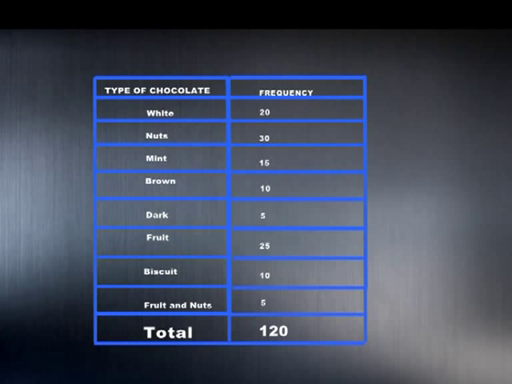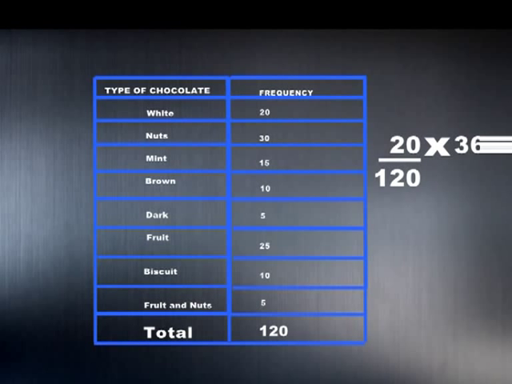Good. You have 8 different kinds of chocolate, right? Get your data sheet and take the first chocolate. How many learners chose white chocolate? It was 20. Okay, so 20 of 120 liked white chocolate. Now, we just multiply the fraction 20 over 120 by 360. What is your answer? Okay, let's think about it.